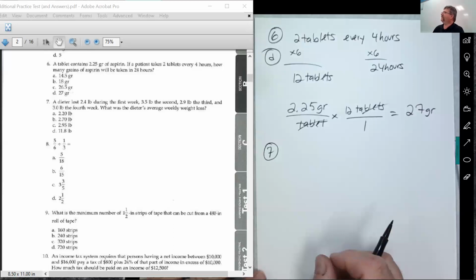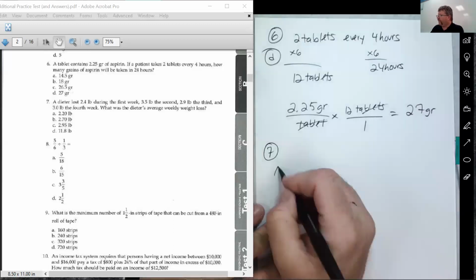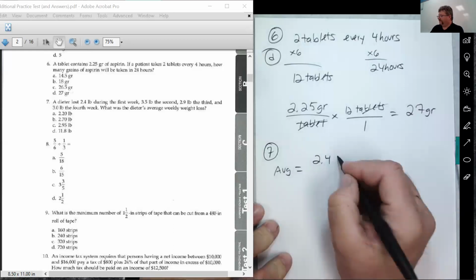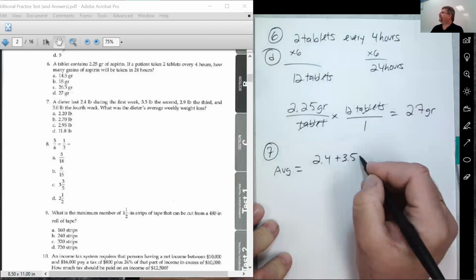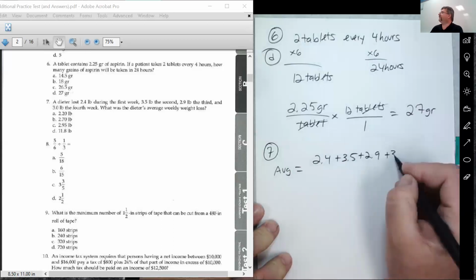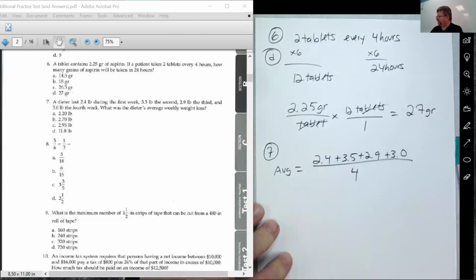Sorry about that. A dieter lost all these pounds, right? What was the dieter's average weekly weight loss? So how do you calculate an average? You add up all the items. So 2.4 plus 3.5 plus 2.9 plus 3.0, and there's 4 of those, so I'm going to divide by 4.